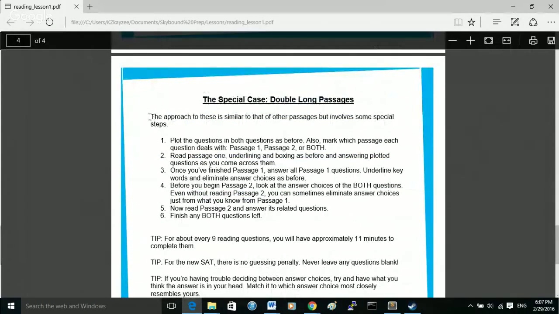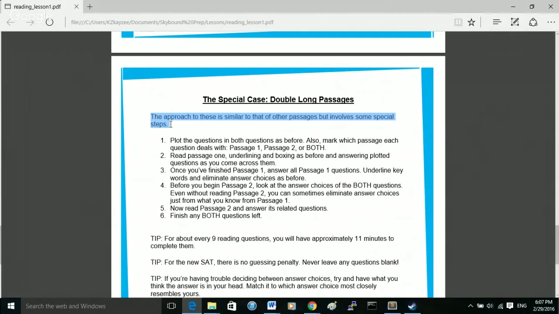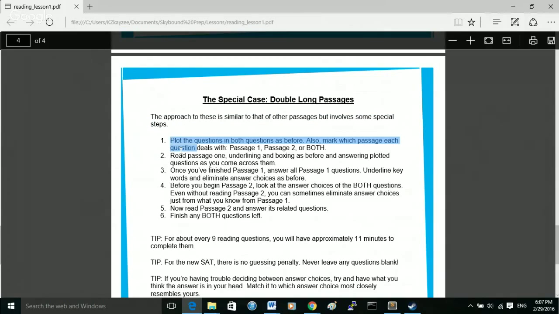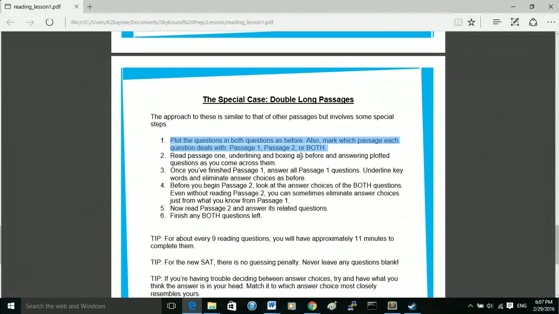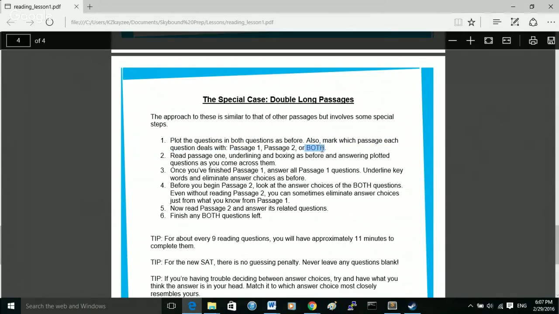Now we're going to move on to the special case of double passages. The approach is similar to that of other passages, but involves some special steps. The first one would be to plot questions in both passages as before. Also mark which passage each question deals with. For example, passage 1 lines would be passage 1, passage 2 would be passage 2, and a question with both, you'd mark both.